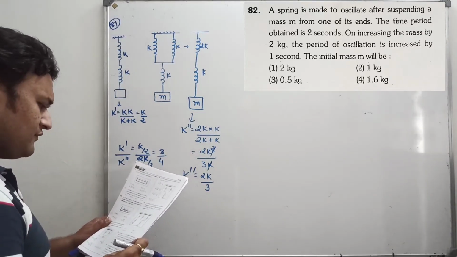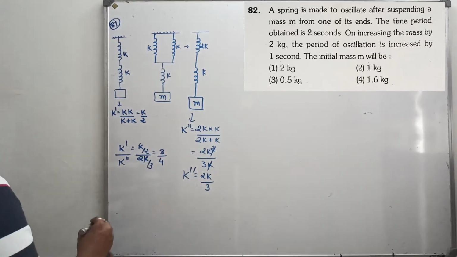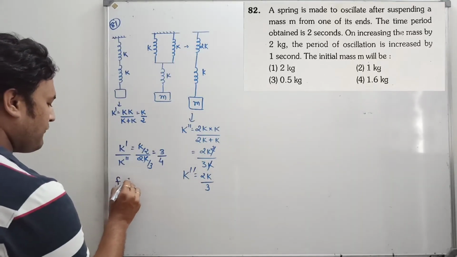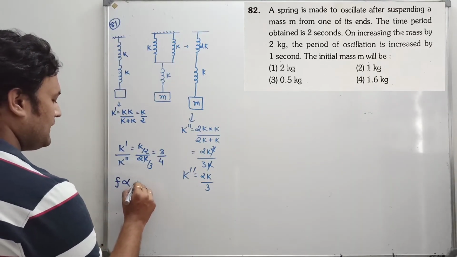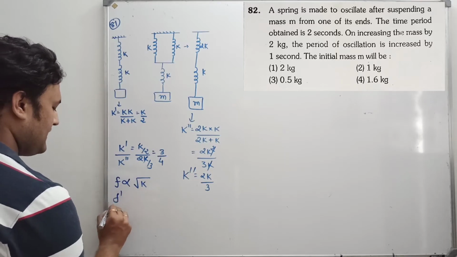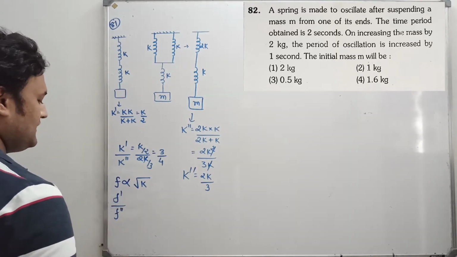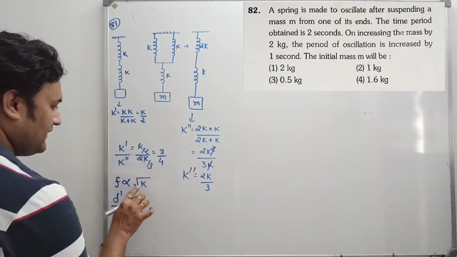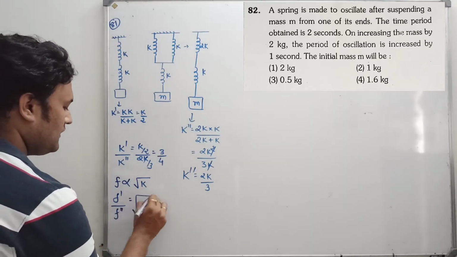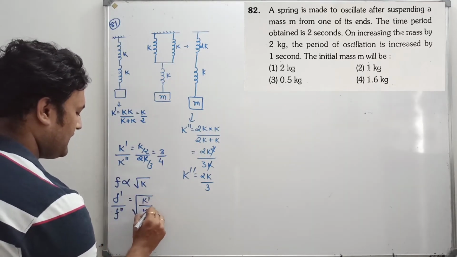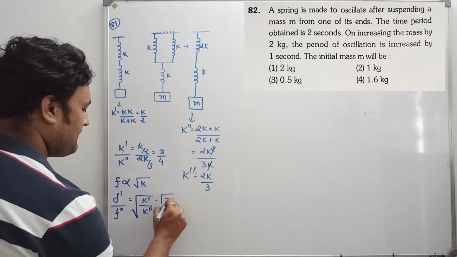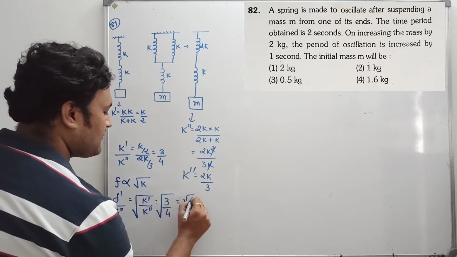What do we have to find out? The ratio of their frequencies. Okay, frequency f is proportional to √k. So this is f dash upon f double dash, so here k dash upon k double dash. Okay, so √3/4. So the answer will be √3/2.